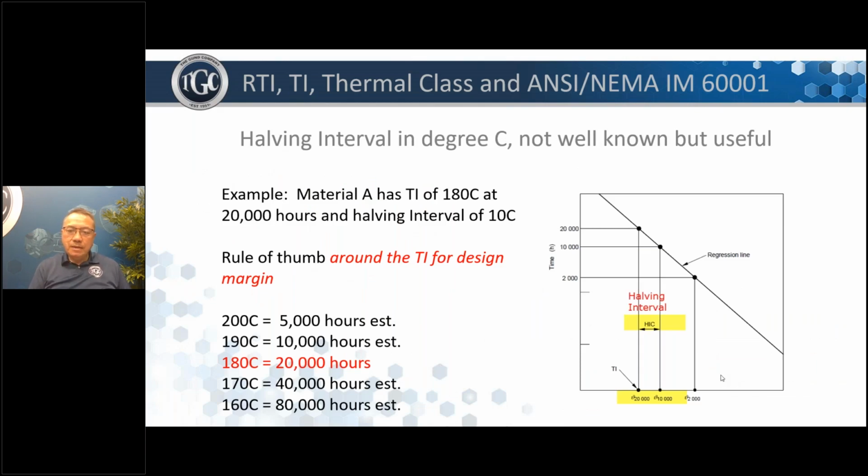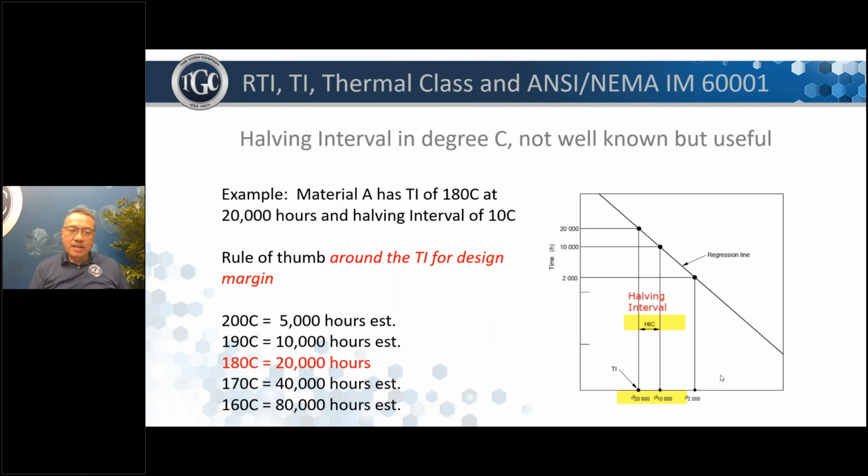And it also gives you another number called halving interval. It is essentially the slope of your Arrhenius curve expressed in a linear fashion. And this halving interval is useful because, just like a rule of thumb for product design margin, if you have a material that's 180 degrees C at 20,000 hours, and I want to allow myself some more margin because I expect my appliance or my equipment to last a lot longer, then you may have to drop the operating temperature of your appliance to 170. That means that you will double the life.